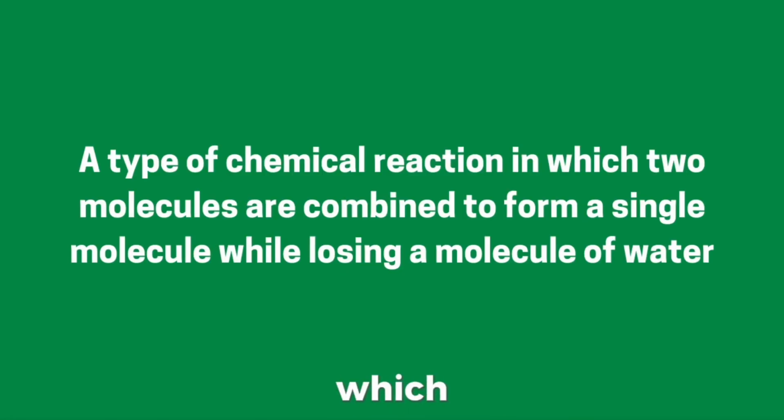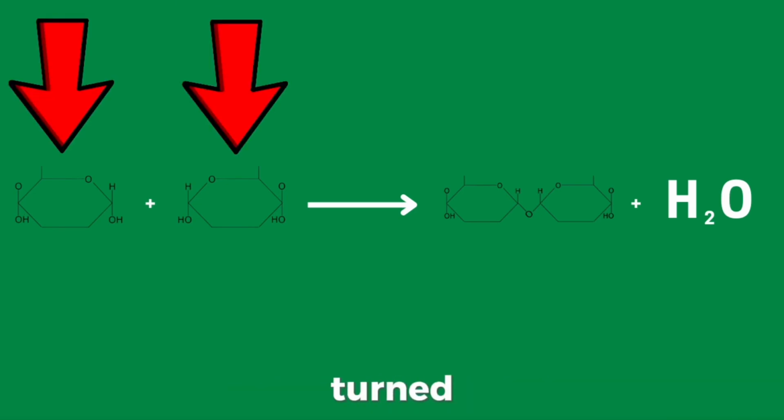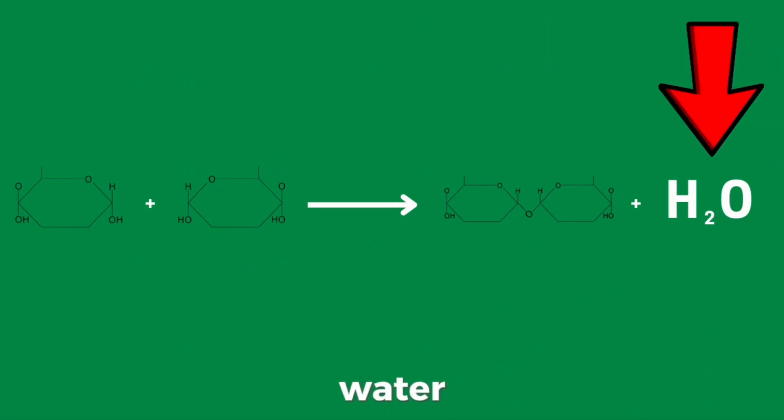You definitely need to learn this definition. It's simply a type of chemical reaction in which two molecules are combined to form a single molecule while losing water, and that's exactly what you see here. In this case, we've taken two monosaccharides and turned them into one disaccharide plus its baby, water.